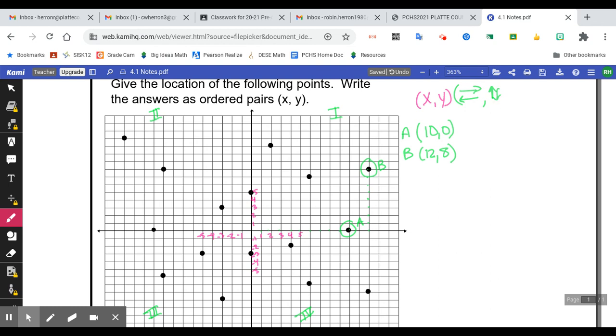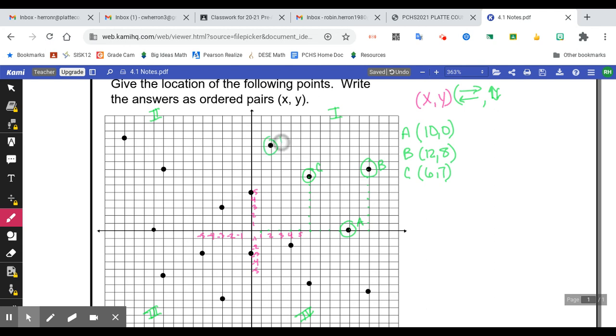Okay? All right, so let's go to this one. This will be letter C. We've got 1, 2, 3, 4, 5, 6 for my X, and then 1, 2, 3, 4, 5, 6, 7 for the Y. So 6, 7. Remember, these are all positive, so that's why we're doing that first part.